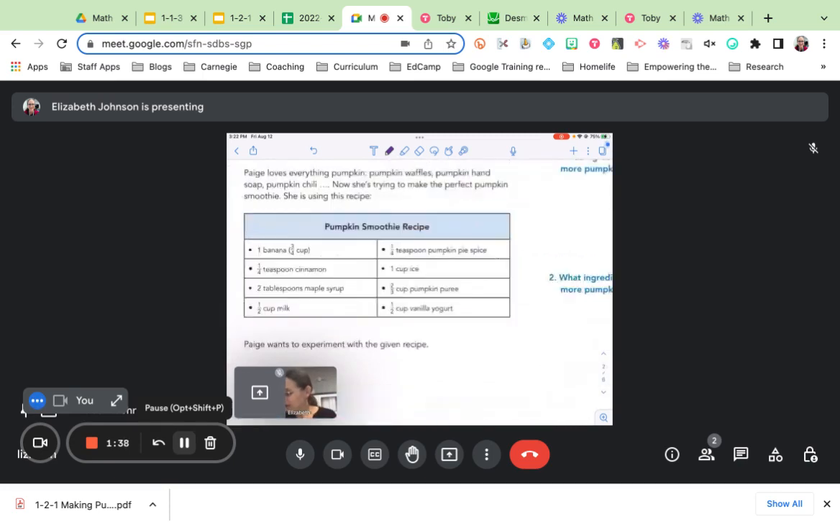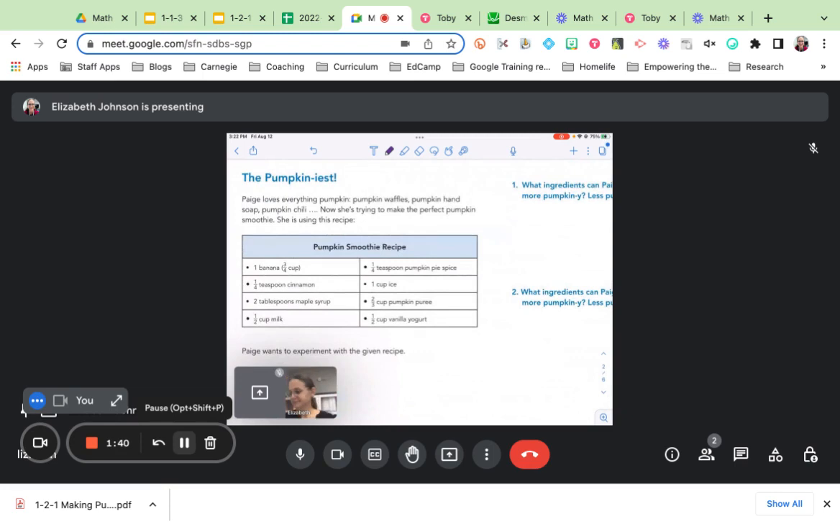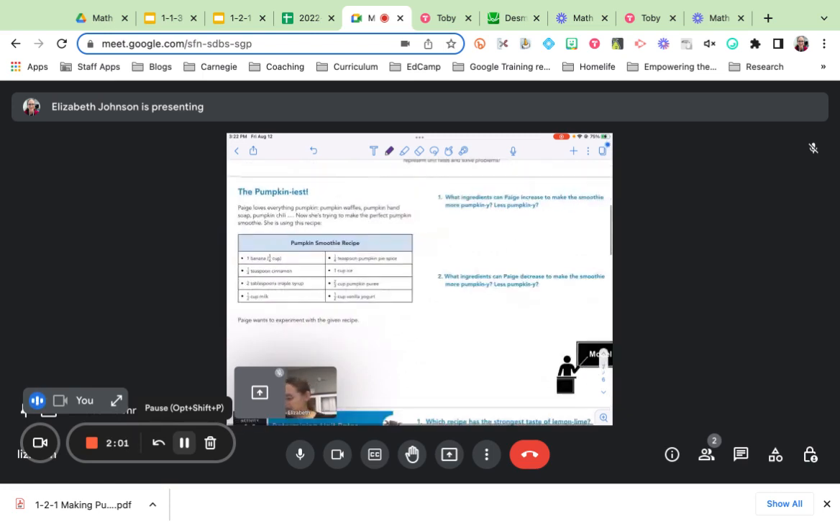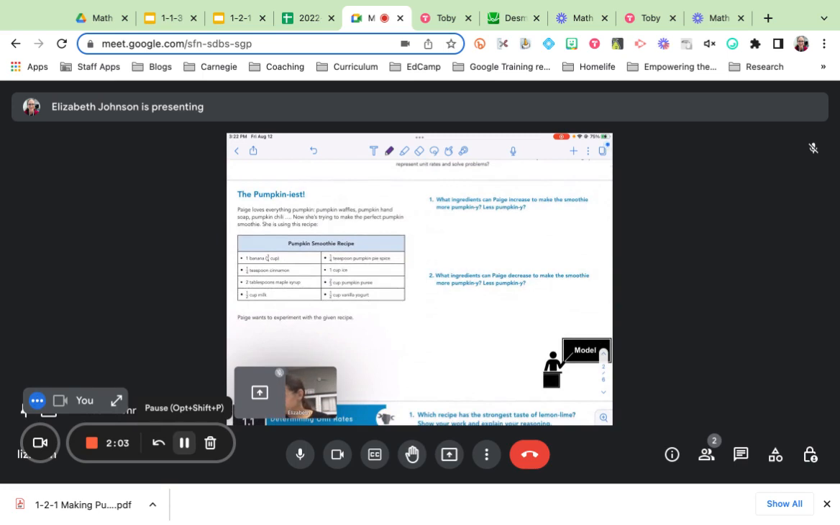Here we have a recipe and we have a little story. The story says, Paige loves everything pumpkin. Pumpkin waffles, pumpkin hand soap, pumpkin chili, and now she's trying to make the perfect pumpkin smoothie and she's using this recipe. And here it is. She wants to experiment a little bit with this given recipe. She's got some questions. Here are the questions Paige is thinking about.